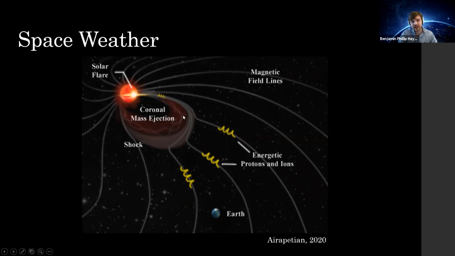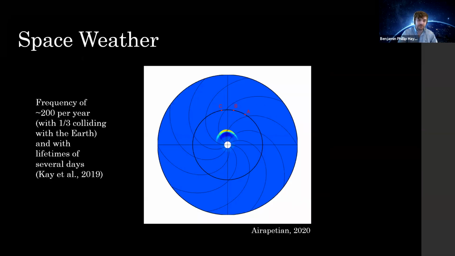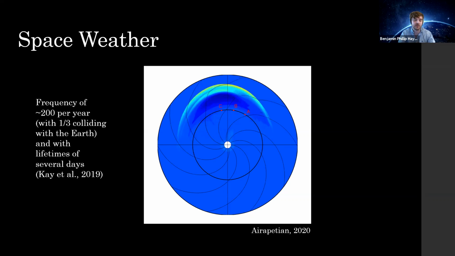Those particles are accelerated by coronal mass ejections along magnetic field lines, where they then will interact with the planets in orbit. So this is a nice little video of one of these events. This is the Earth at different points in its orbit and how it's going to be coming into contact with that planet. So how often do these occur? Well, Kay et al. did a paper where they estimate that you could have about 200 of these events per year. About a third of them will come into contact with the Earth's orbit, and the lifetime of these events will be several days.